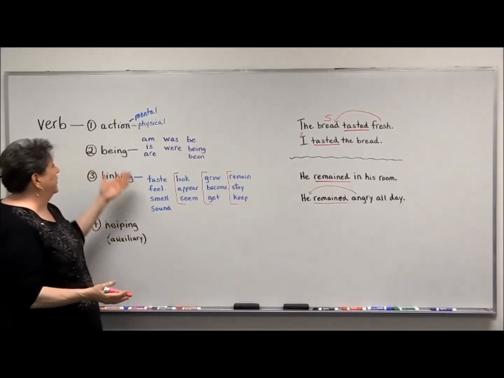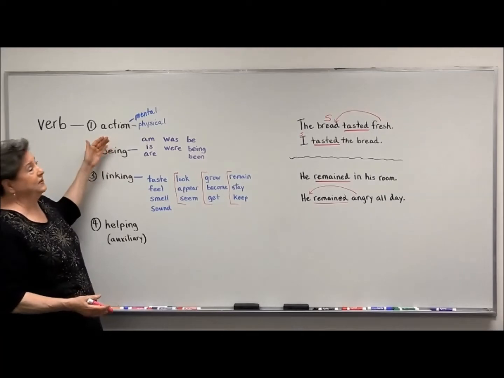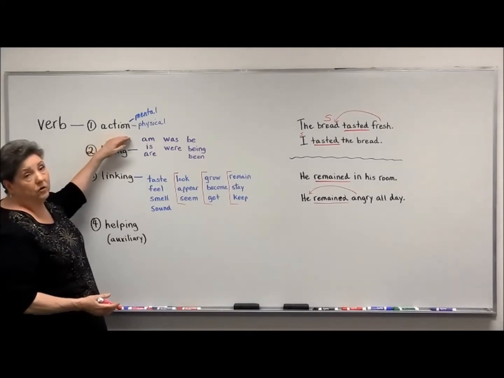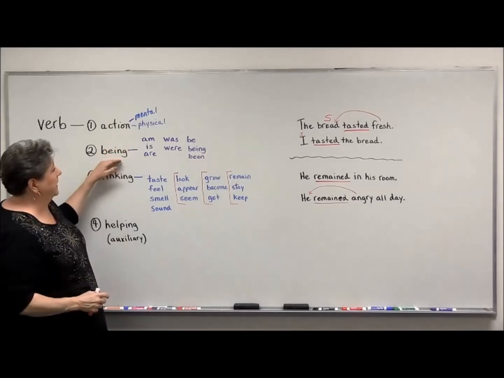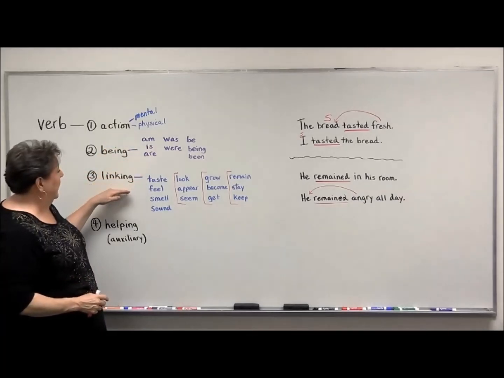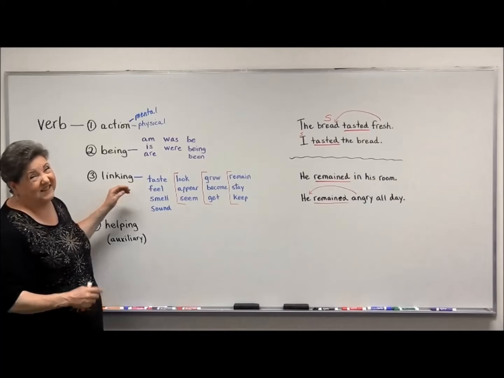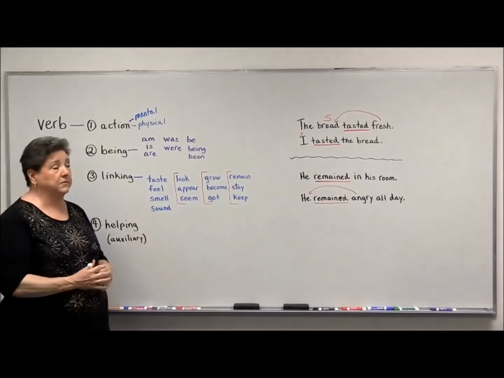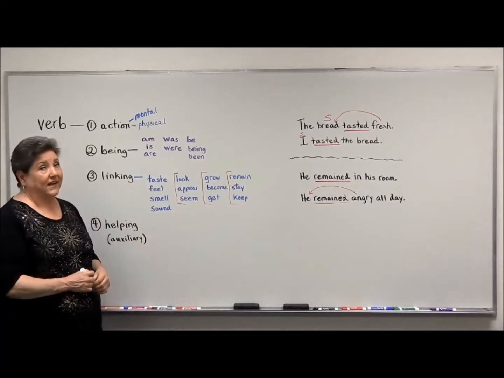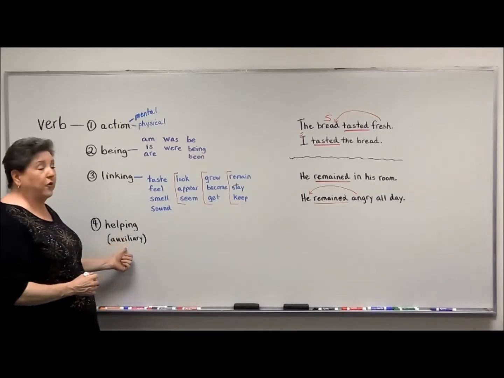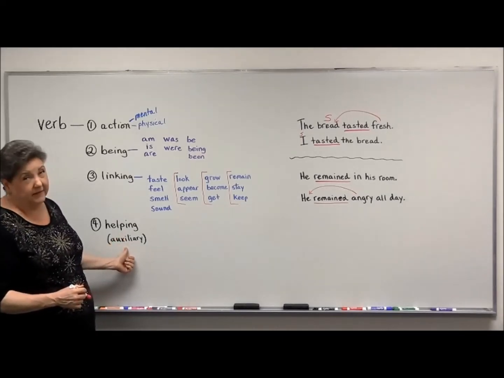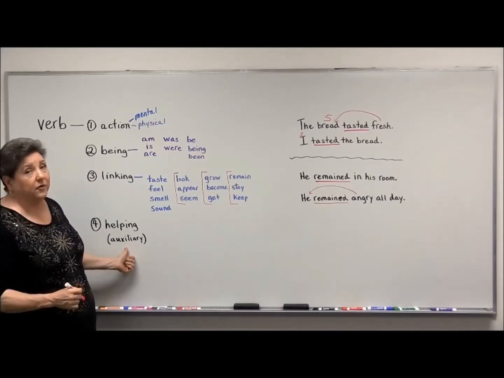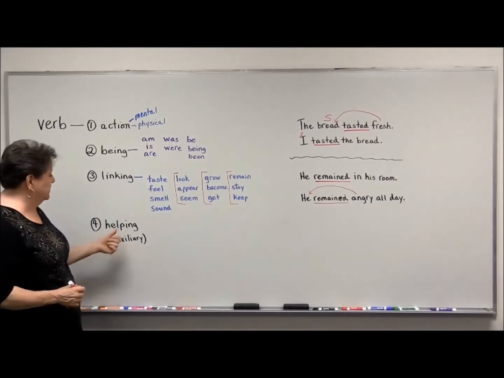So far we've learned three things that the verb can do in English. Action, mental or physical, mind or heart or body. Being, be verbs. And the linking verbs, which we say sometimes linking because sometimes they're action. Now, this fourth and last thing that verbs can do is a big deal when you're learning English grammar. Do you see this word helping?